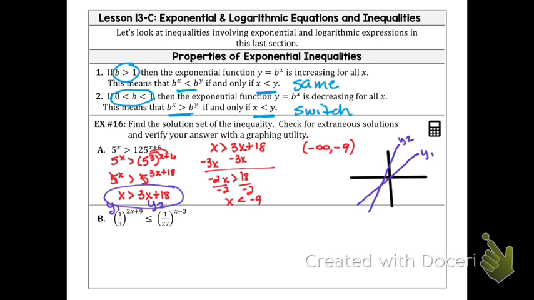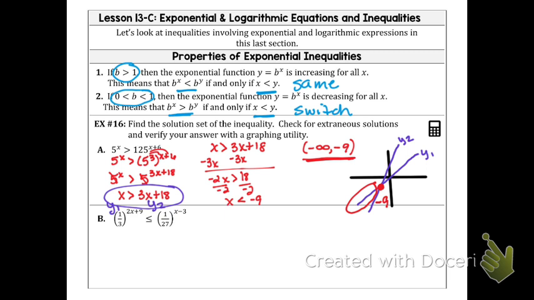I can see that I want y1 to be greater than, remember greater than means above. It is above right here. Y1 is greater than the other one right there. So I need to find that intersection, which is going to be at that negative 9. And I know that from negative 9 all the way over to negative infinity is where it's going to be greater than. But remember, we always write it in numerical order, so negative infinity to negative 9.